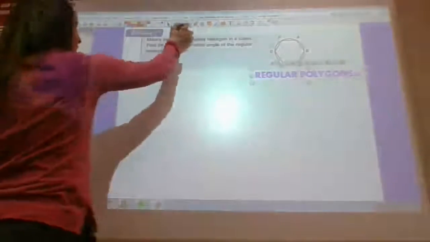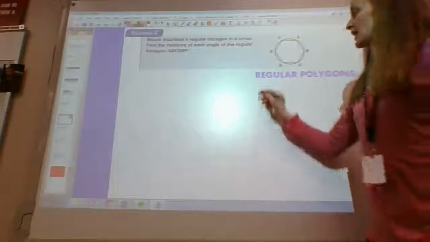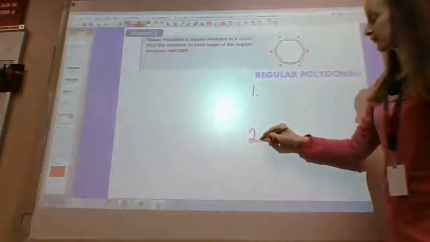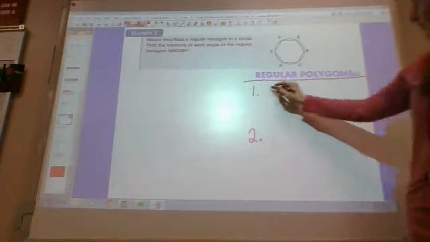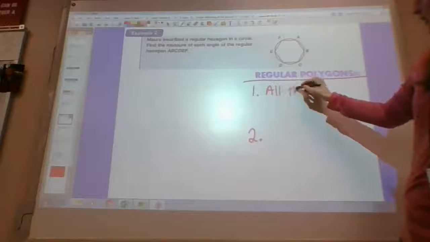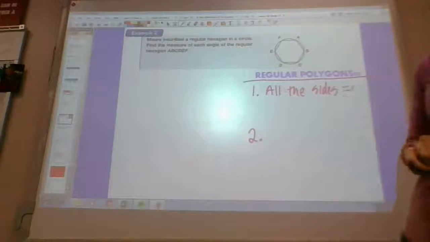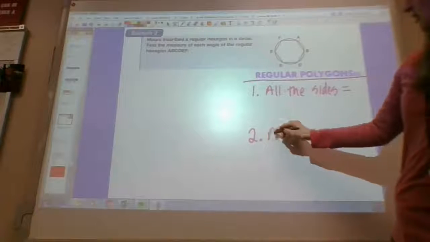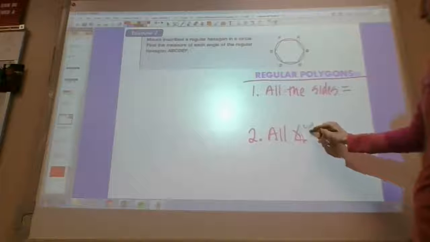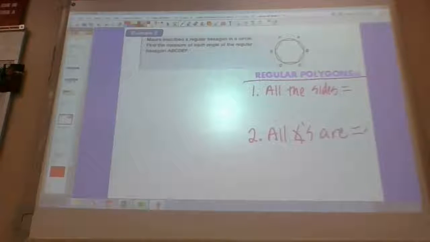But I need you to write down regular polygons, because to be a regular polygon, I need you to know two things. The first thing about regular polygons, all the sides are equal. All the sides are equal. The other thing about a regular polygon like this, all angles are equal. And so anytime you hear regular polygon, you know all the angles and all the sides are the same.